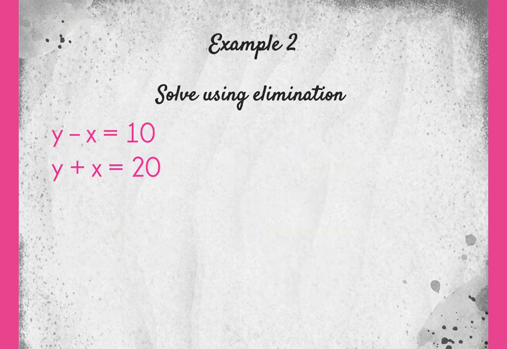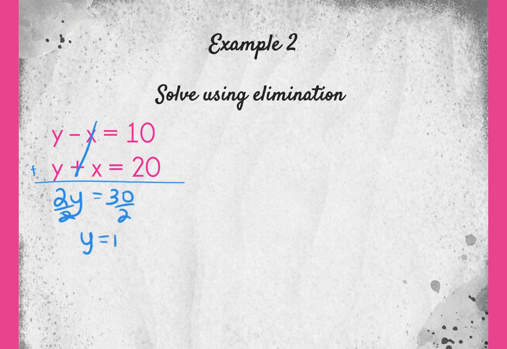All right, second example. This time, when I add vertically, the x's are actually going to cancel out, so I don't need to change anything. This would be 2y, the x's cancel, equals 30. Divide both sides by 2, and y is 15.